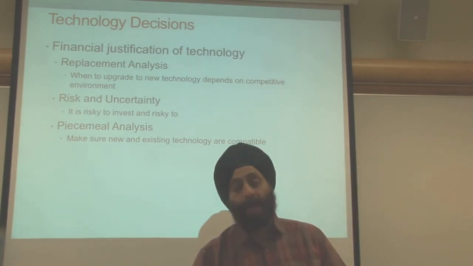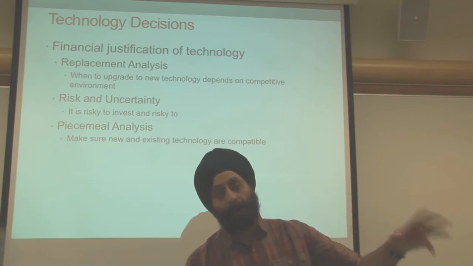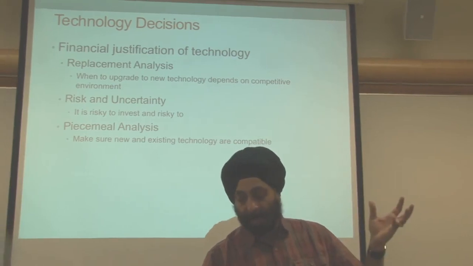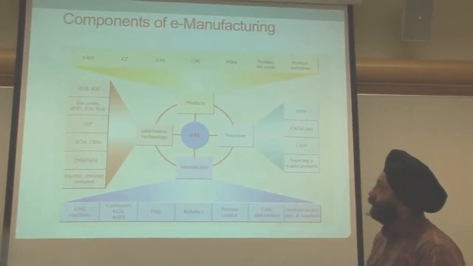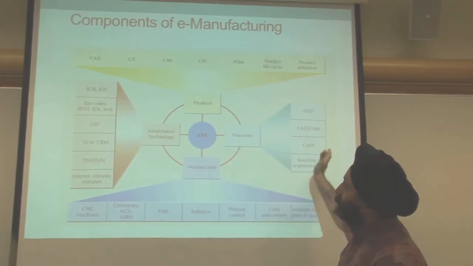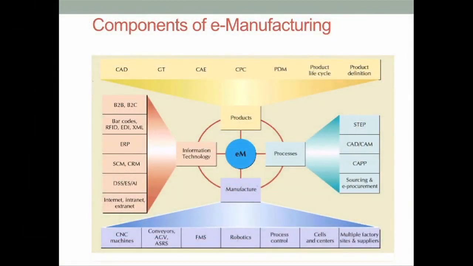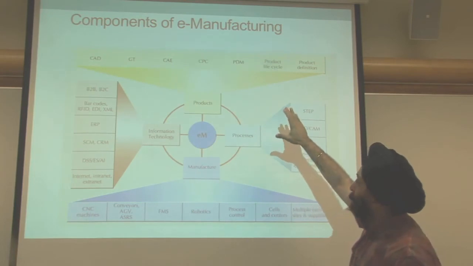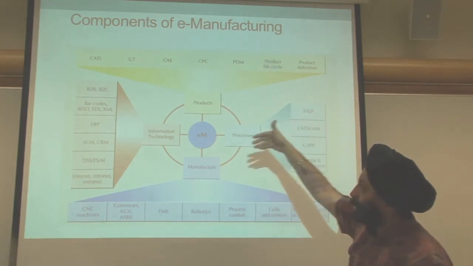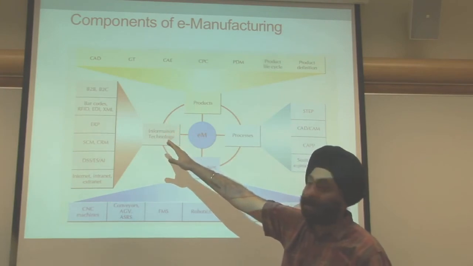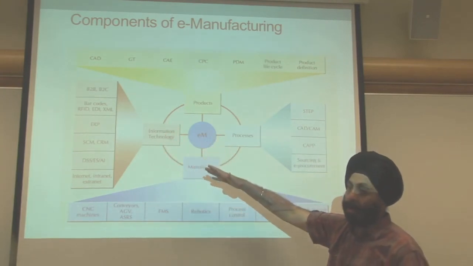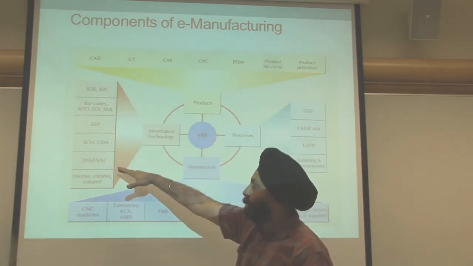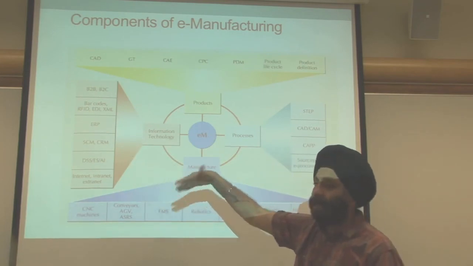So you can't just buy a brand new technology and make an island of automation which does not communicate or work well with existing technology, because then nobody ends up using it. Components of e-manufacturing: you can see a variety of components all the way from CAD, computer-aided design, group technology, computer-aided engineering, computer process control, product design, manufacturing, product life cycle, product definition. Then you have business to business, business to consumer, barcodes, RFID, electronic data interchange, XML on the internet, enterprise resource planning, supply chain management, customer relationship management, decision support system.